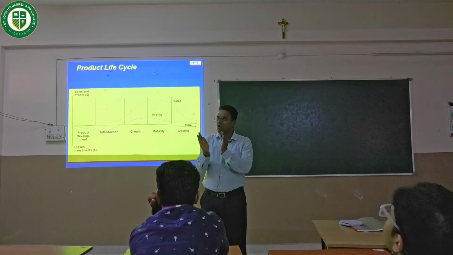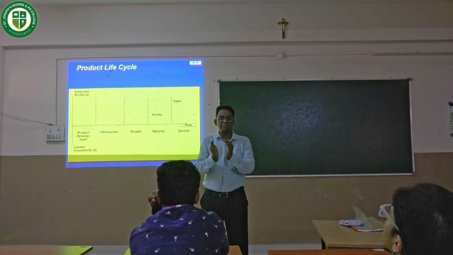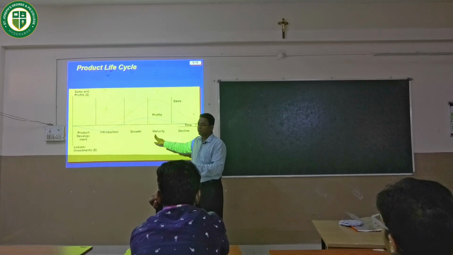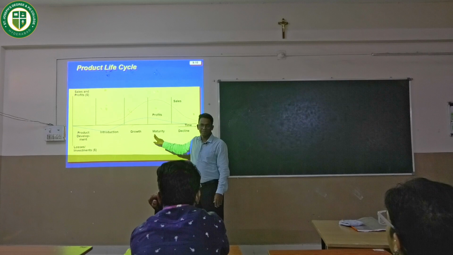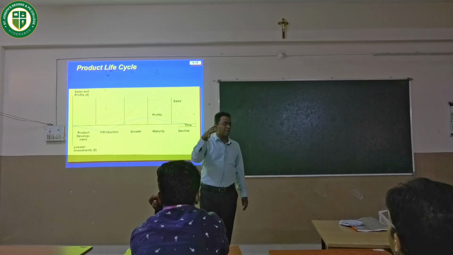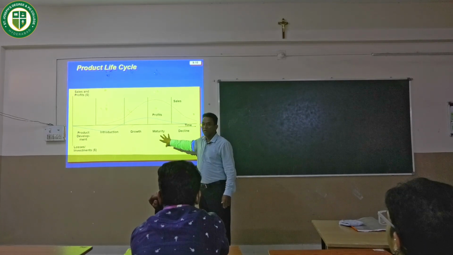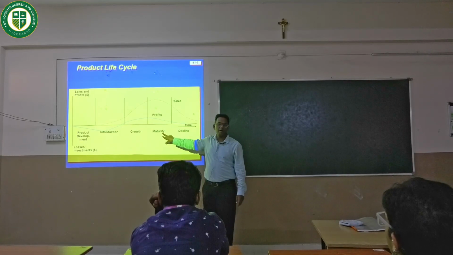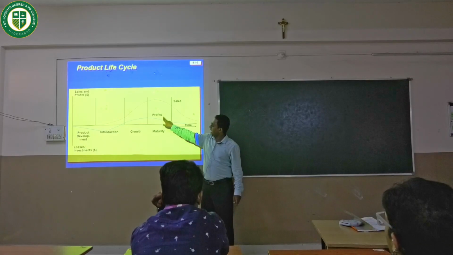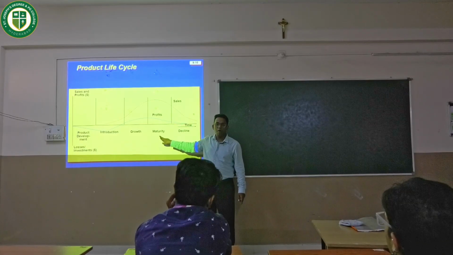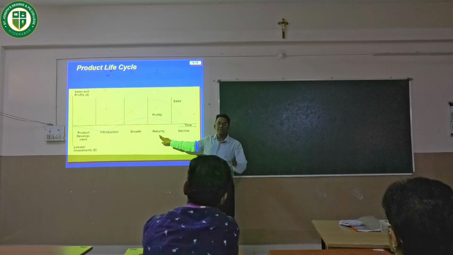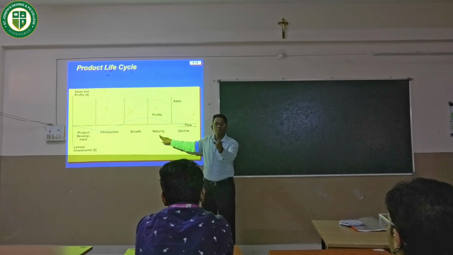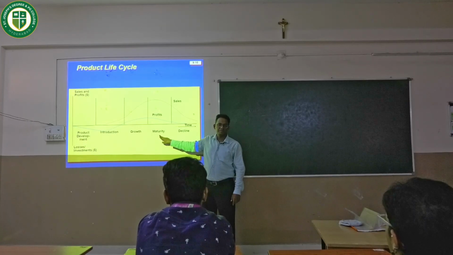What happens when competitors come? Your sales will become stagnant. In other words, your sales will come to the maturity stage. Once your sales come to the maturity stage, I told you last time, as a marketer you need to plan your strategy. Here comes new product development. At this maturity stage, where competitors have entered, either you introduce a new product, or what is the second option? Do modification in the existing product.